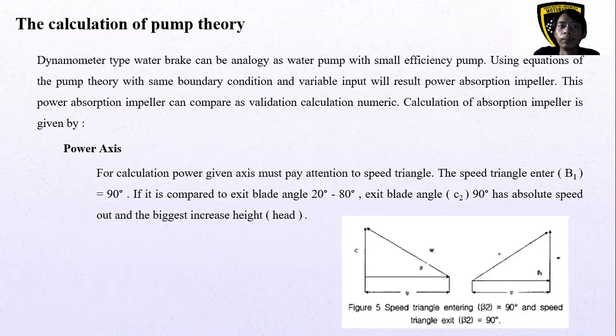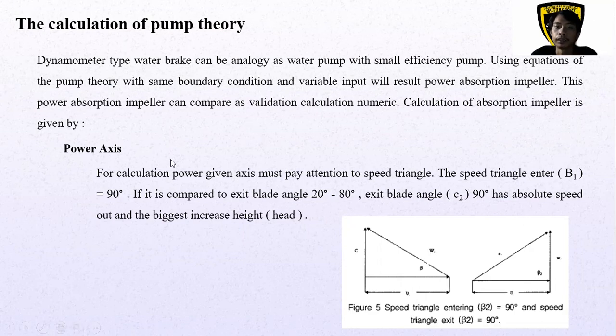And the calculation of pump theory. Dynamometer type water brake can be analogous to a water pump with small efficiency, using the equation of the pump theory with the same boundary conditions and variable inputs will result in power absorption of the impeller. This power absorption of the impeller can be compared as validation of the numeric calculation. Calculation of absorption impeller is given by power axis.